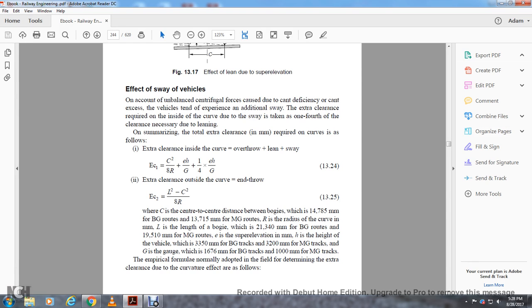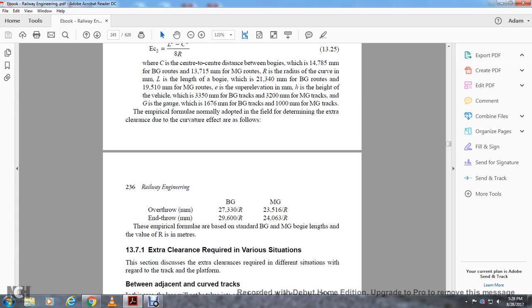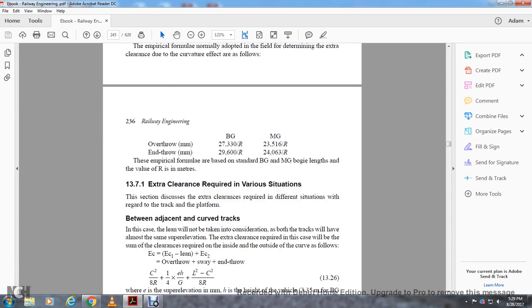The empirical formula normally adopted in the field to determine the extra clearance due to the curvature effect is as follows. Overthrow in millimeters is 27,330 divided by the radius for broad gauge, and 23,516 divided by the radius for meter gauge. End throw in millimeters is 29,600 divided by the radius for broad gauge, and 24,063 divided by the radius for meter gauge. The empirical formula is based on the broad gauge and meter gauge bogie length, the value of R, and the value of R in meters. This gives the extra clearance required for the various situations.